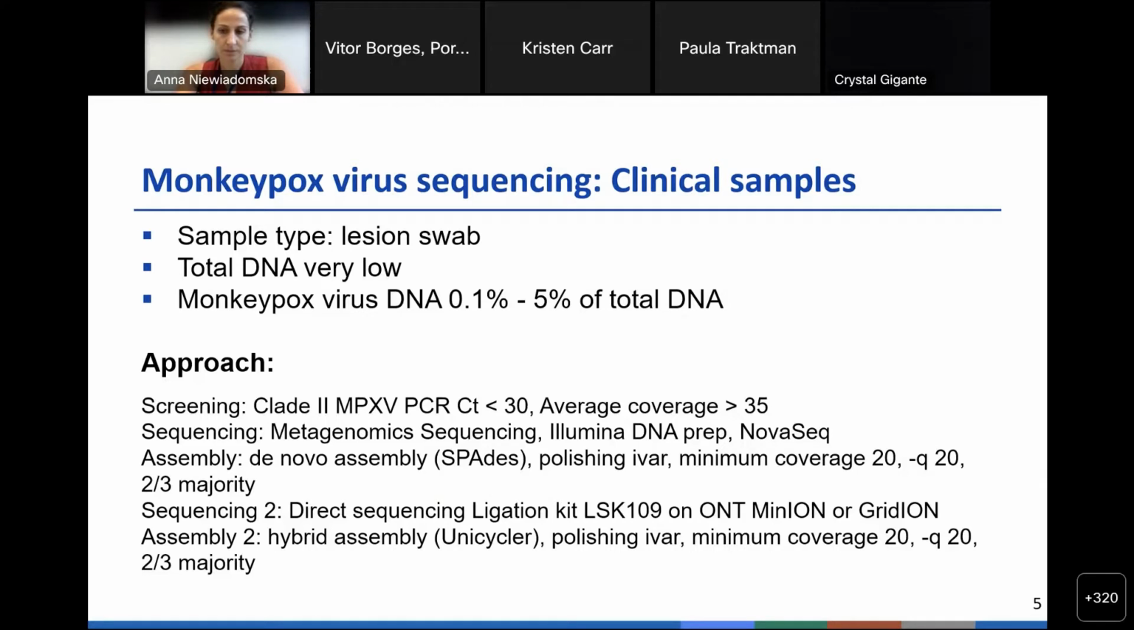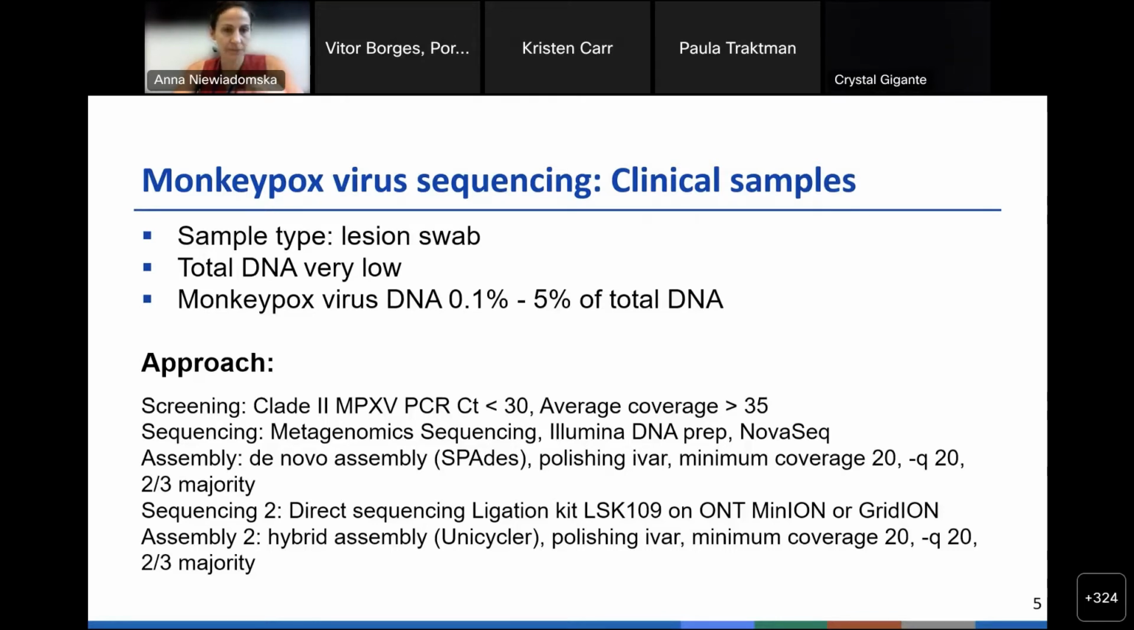We do some screening up front using clade 2 monkeypox virus PCR for most samples, based on CT value for that clade 2 specific PCR. And then afterwards, we do a cutoff of 35 average read depth to publish those genomes that are only high coverage. Exceptions to that include genomes with unique mutations or clinical significance that might be sequenced even if they don't, or published even if they don't fall into those categories.